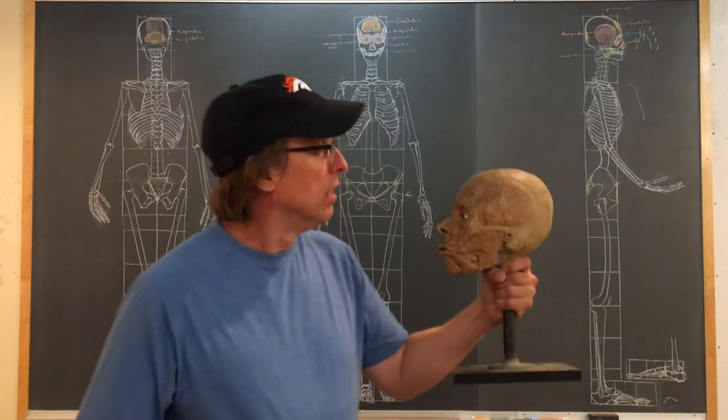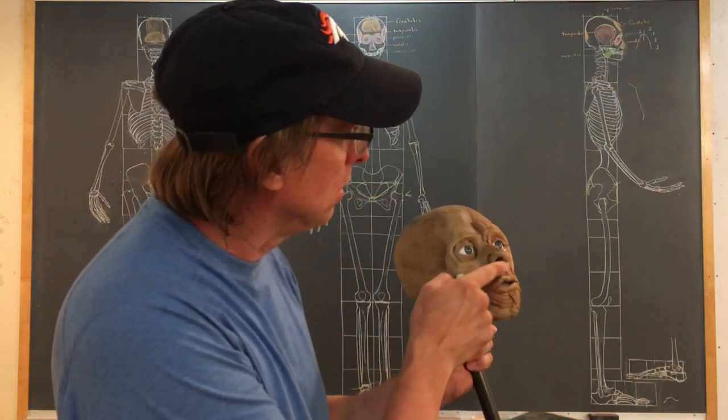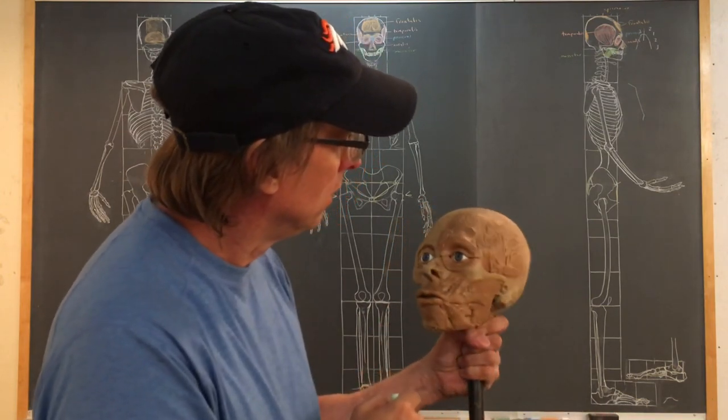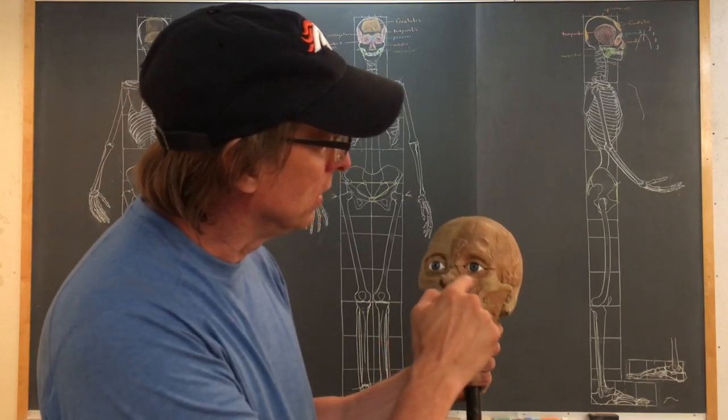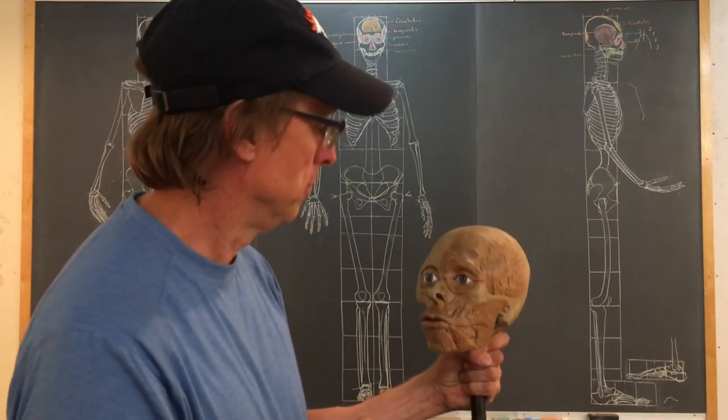Here we have nasalis coming down here. Here you can see the ball, the bridge of the nose, the wings, the alars coming around here. Procerus again up here, orbicularis oculi there, okay.